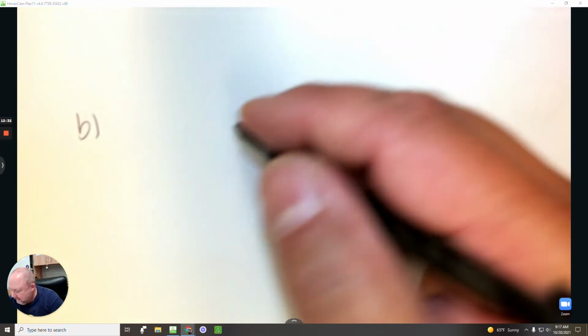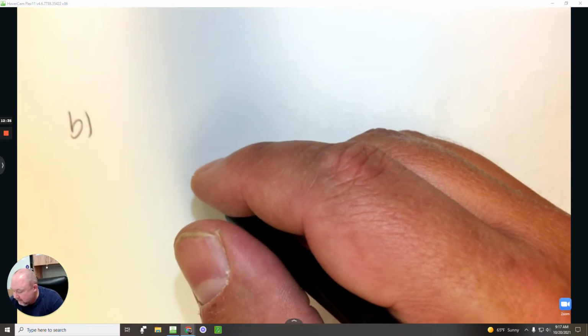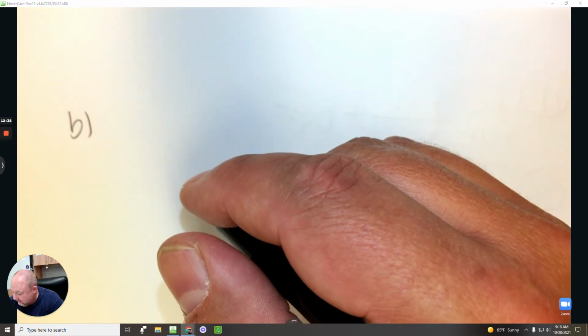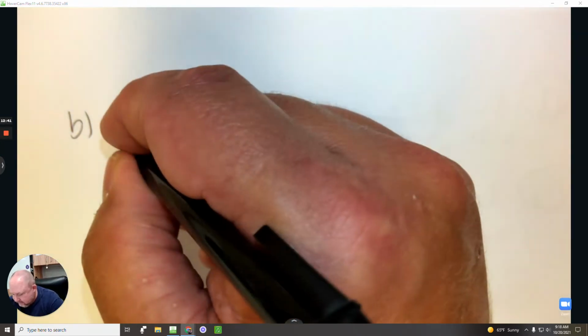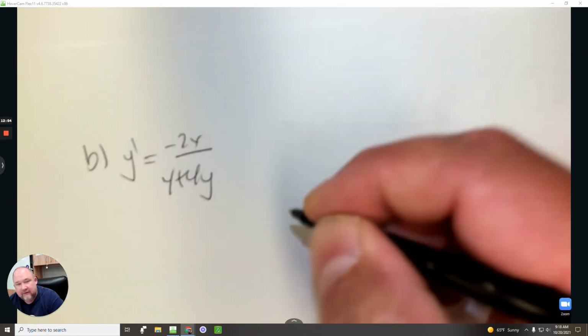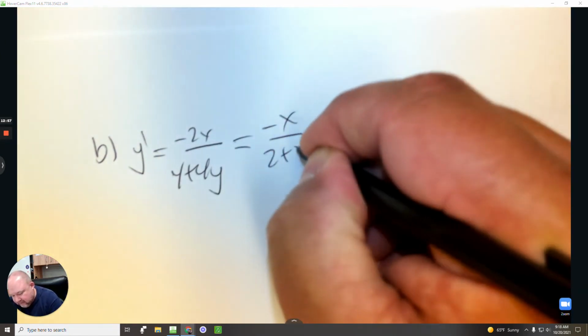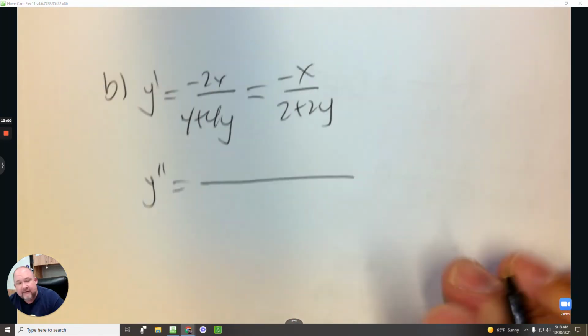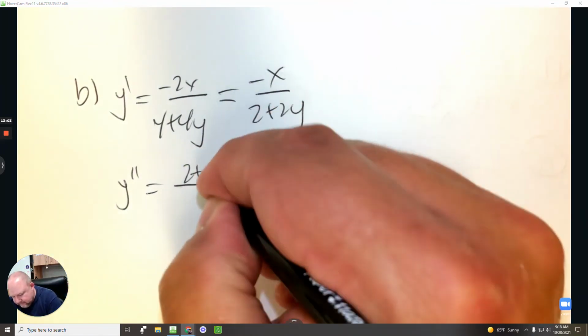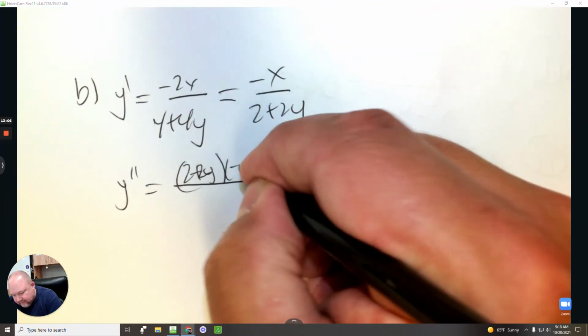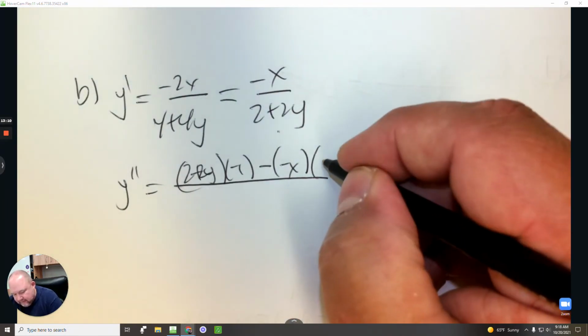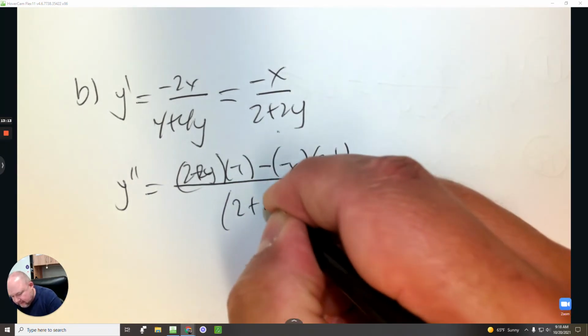Oh, I'm not done, 20. 20b, that was A. So in B it says, determine whether each of these points is a local minimum or maximum, and do a second derivative test. And so I need to know the second derivative. So let me write down the first derivative again: negative 2x over 4 plus 4y. I'm going to reduce it down, divide everything by 2, just to make it a little simpler. So the second derivative then would be the bottom times the derivative of the top minus the top times the derivative of the bottom, and then the bottom squared.